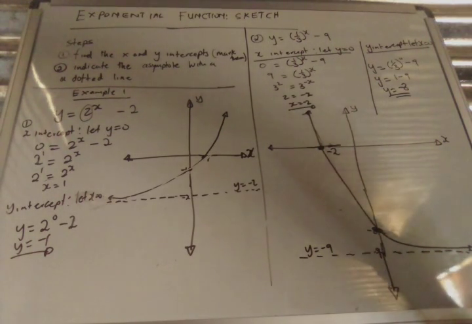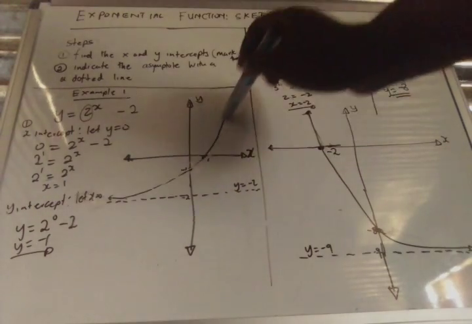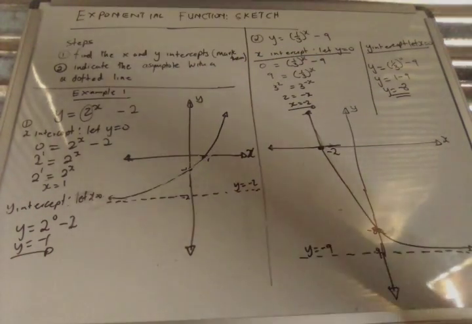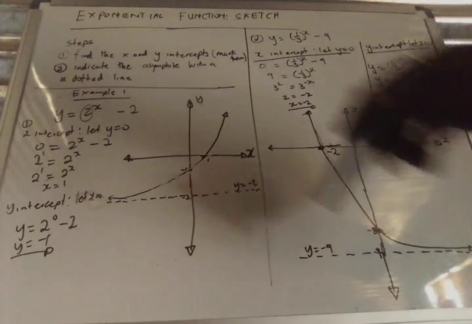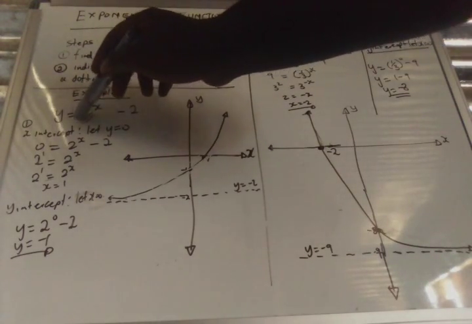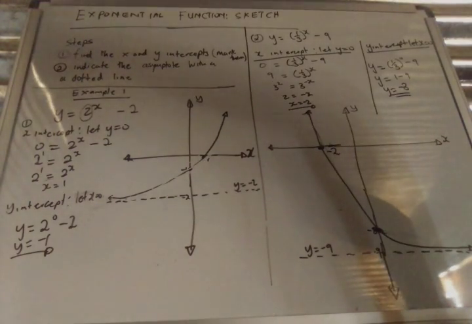Again, why am I drawing a rising graph like this? It is because b is greater than 1, so you would expect an increasing graph. The graph is above the horizontal asymptote because a is positive. Here there's no negative, so if there's nothing there, you just assume that it's positive. So a is positive, the graph is above the asymptote, and the graph is increasing because b is greater than 1. Let's look at the second example.